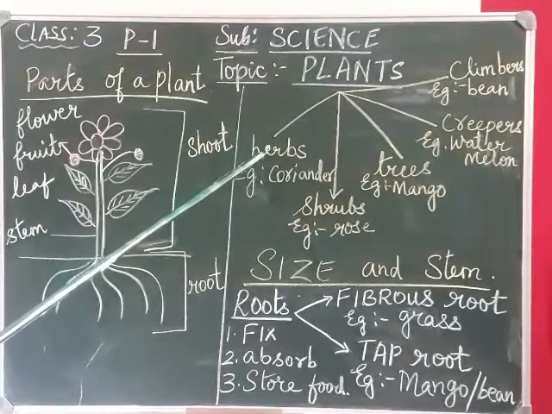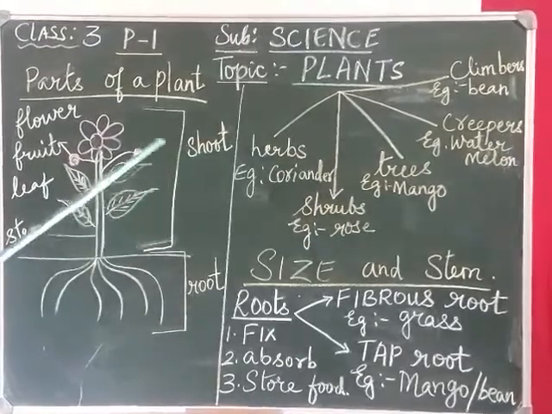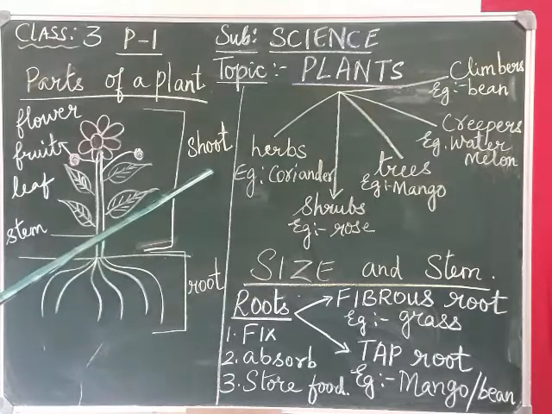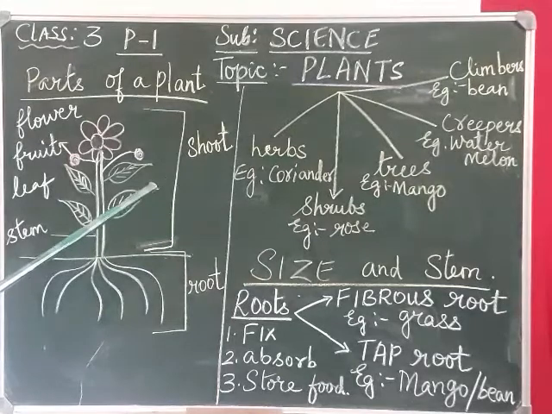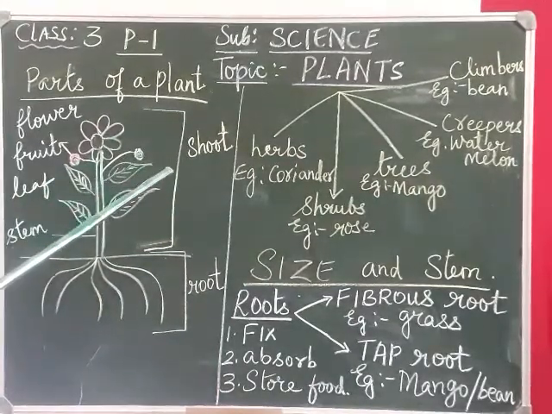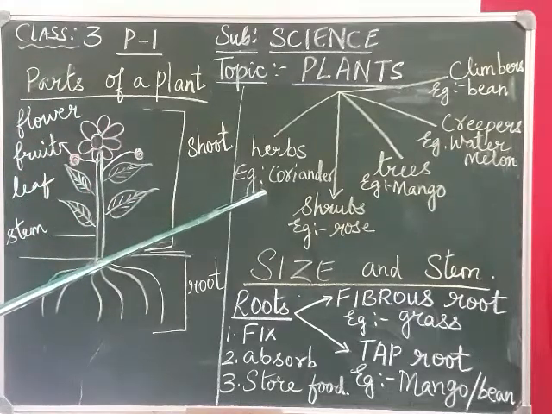First thing is the herbs. Herbs are small plants with soft stem. Example, mint or coriander. You all must have seen that your mother will be cleaning the coriander. Yes, it is very easy for your mother to break the stem of the coriander.